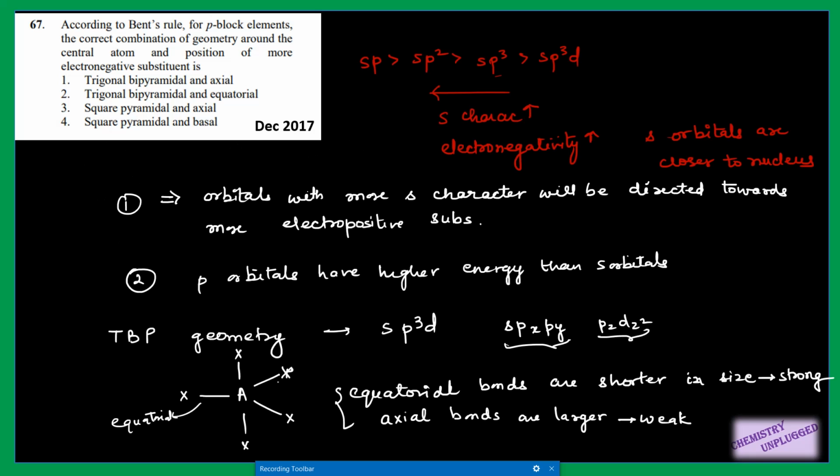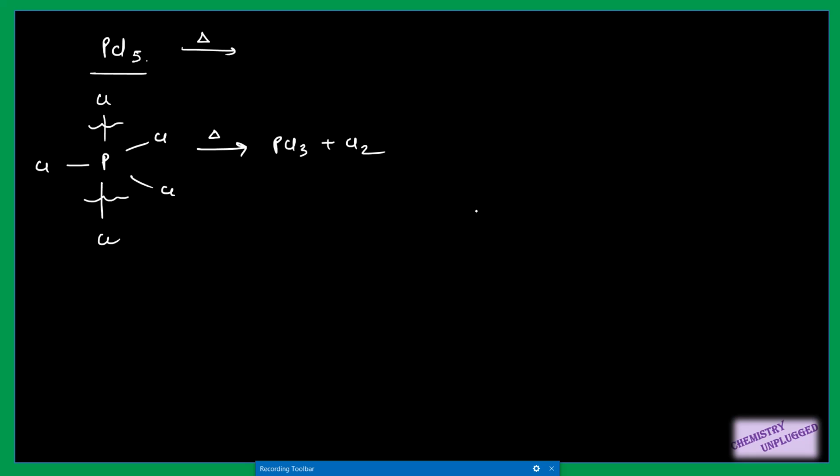From this first point we can move to Bent's rule. What this rule says is that hybrid orbitals with more s character will be directed towards the more electropositive substituent, or you can say that hybrid orbitals with less s character will be directed towards the more electronegative substituent. We will take a few examples, then it will be clearer.